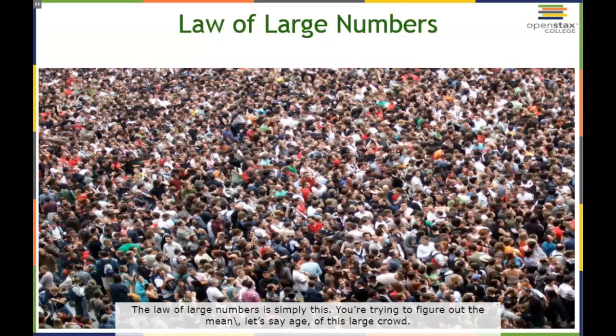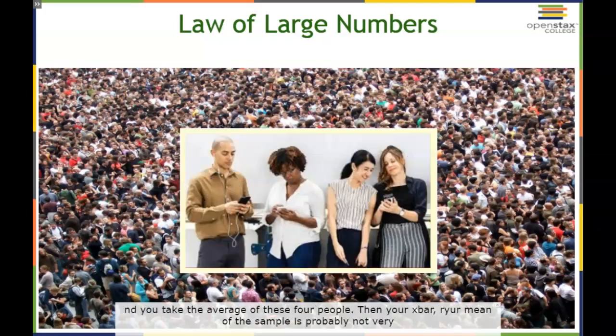The law of large numbers is simply this. You're trying to figure out the mean, let's say, age of this large crowd. Well, you're not going to go to everybody and ask them their age and then take the average of that, find the mu of the population. So you're going to take a sample of those people. Now, if you only pick 4 and you take the average of these 4 people, then your X bar, your mean of the sample, is probably not very close to the mean of the population.